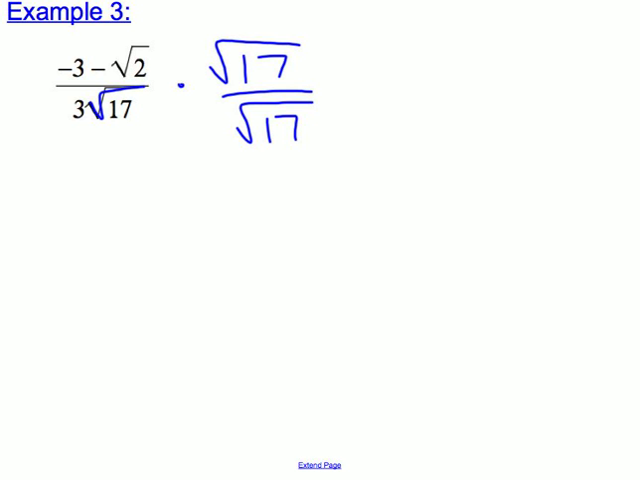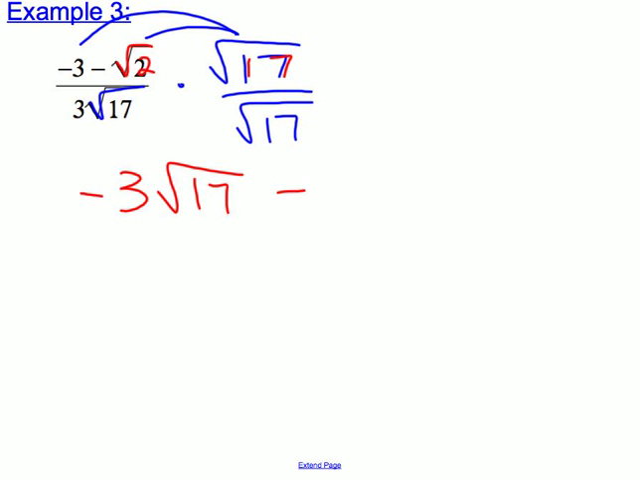So on the top, I'm going to have square root of 17 times each of these pieces. And this is where I'm mentioning this is a harder problem only because we've got more to keep track of. So we're going to end up with negative 3 times square root of 17 minus square root of 2 times square root of 17. Well, that's going to give me square root of 34. 2 times 17, 34. All over.